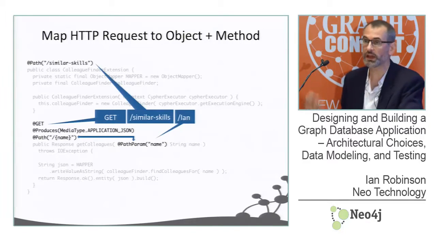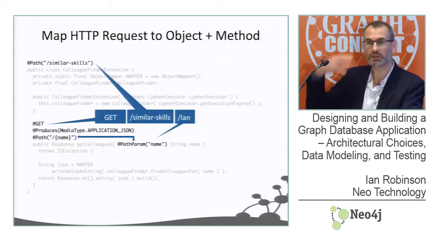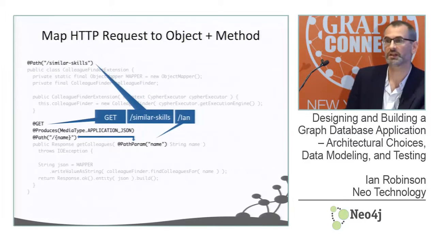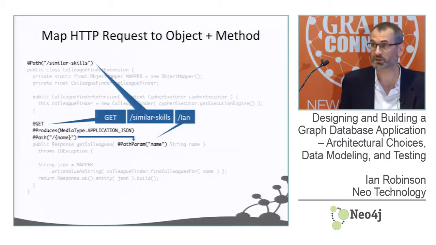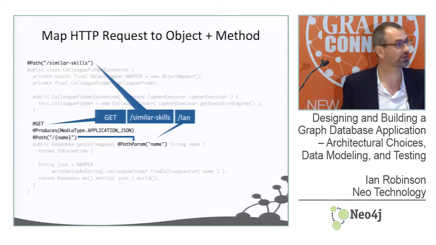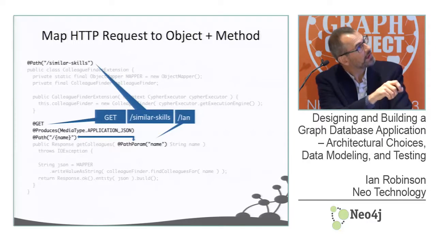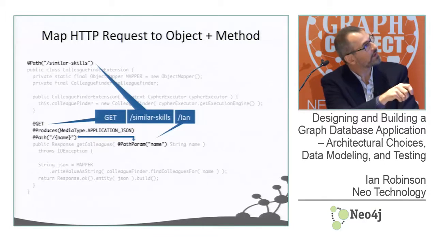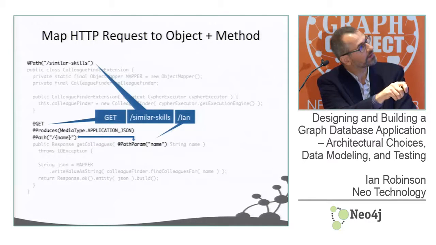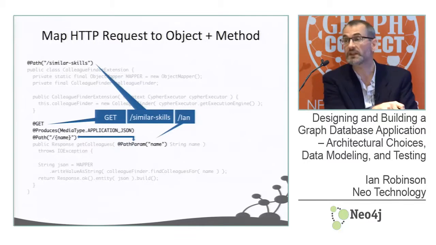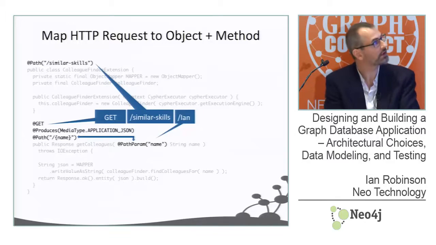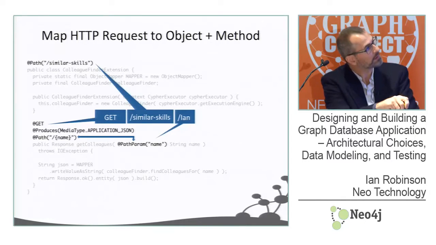But all they help do is intercept or listen for HTTP requests and to dispatch specific requests to an instance of this class and invoke a particular method. So what we're saying here is that if there's a request that is sent to a URI whose path begins /similar skills, then we'll dispatch to an instance of this class. We'll create an instance of this class, and then we will dispatch to it.